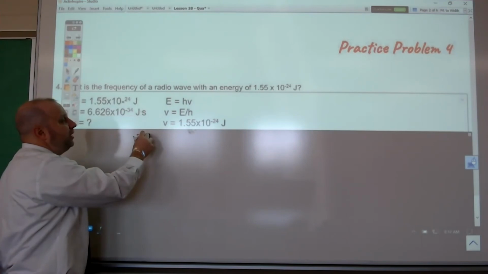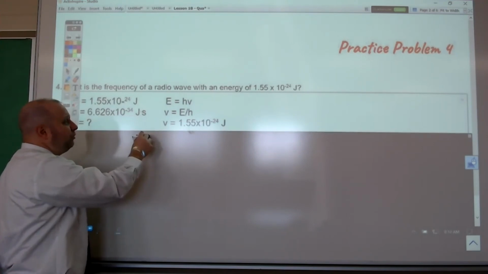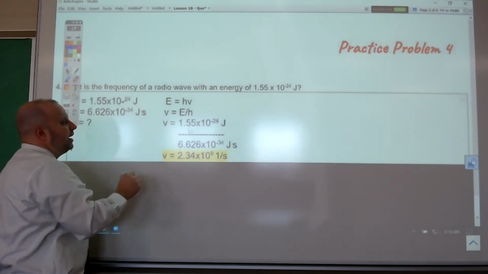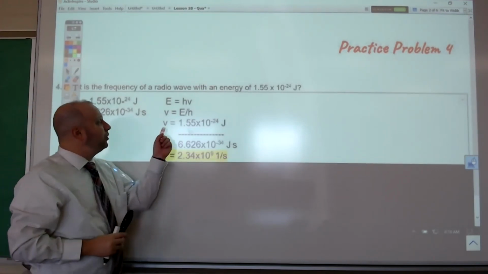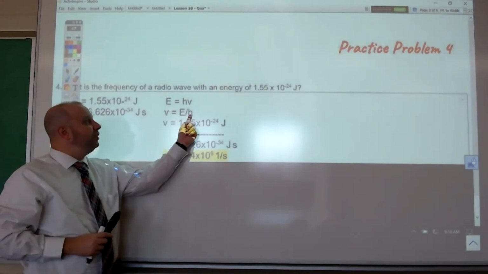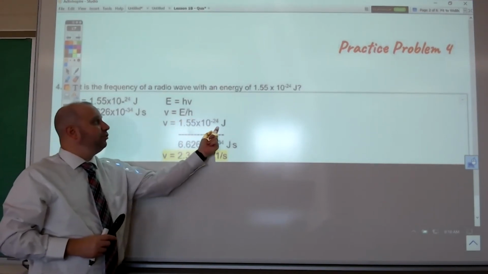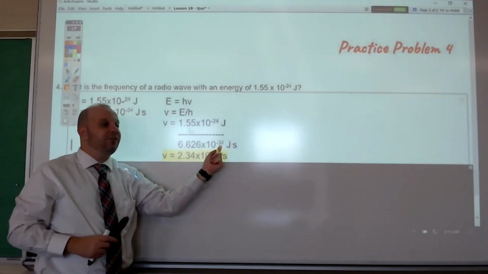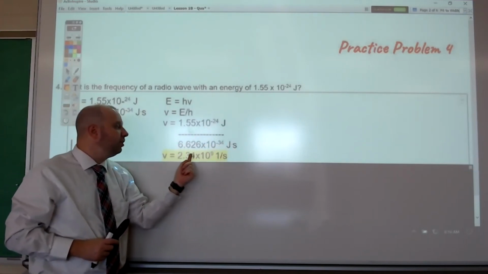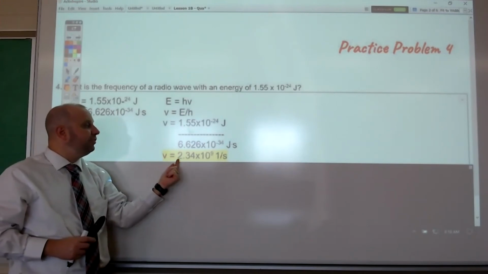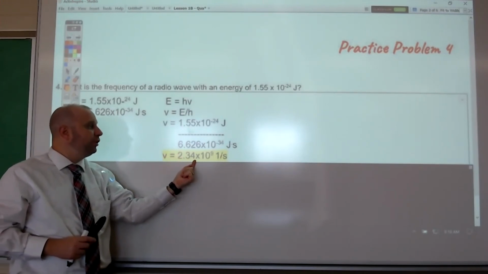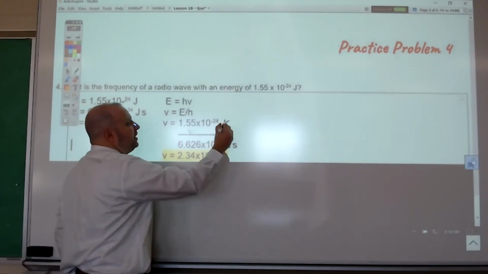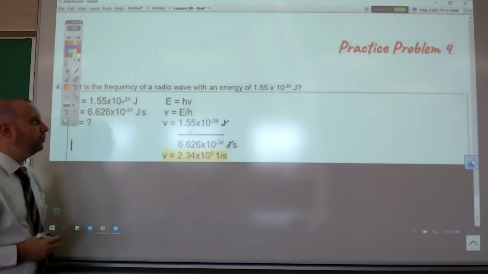You can substitute in your value for frequency and energy, and you'll get frequency is equal to energy divided by Planck's constant. Here's the value for energy that's coming from the problem. Here's the constant, Planck's constant, that's down here, and we'll wind up with a frequency that is equal to 2.34 times 10 to the 9th, 1 over seconds. Notice that the unit of joules crosses out.